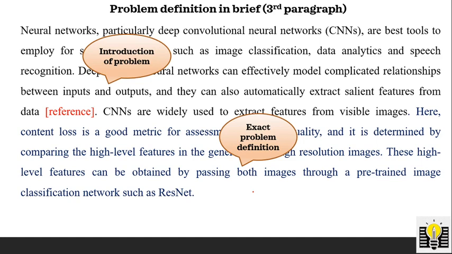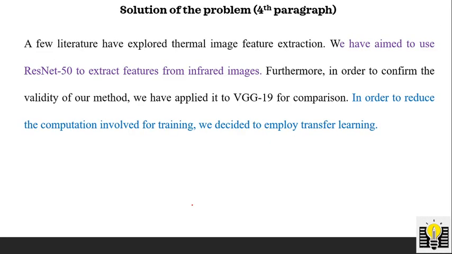For example, content loss is a good metric for assessment, and it is determined by comparing the high level features in the generated high resolution images. These high level features can be obtained by passing both images through a pre-trained image classification neural network such as ResNet. So here is a problem. This is the exact problem I am giving, and based on that, we can write our statements.